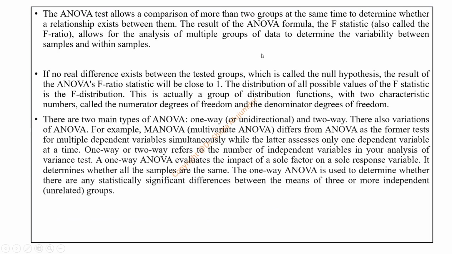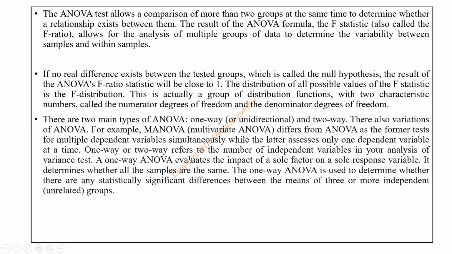Now, there are 2 main types of ANOVA: one-way ANOVA, that is unidirectional, and two-way ANOVA. There are also variations of ANOVA, that is MANOVA, multivariate ANOVA, which differs from ANOVA as a formal test in that you can assess multiple dependent variables simultaneously.